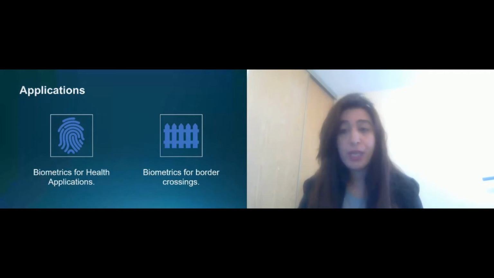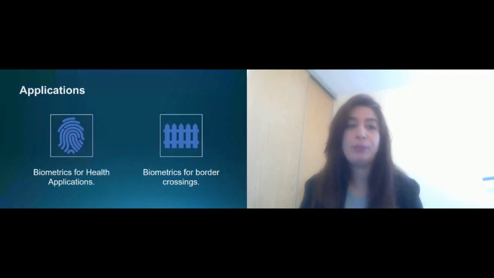Gait is one of the biometrics that can be utilized to distinguish individuals based on human walking style from large distance and without the user's cooperation. An example here, as you can see from this slide, we can use biometrics for health applications. We could use it as well for border crossing checks.